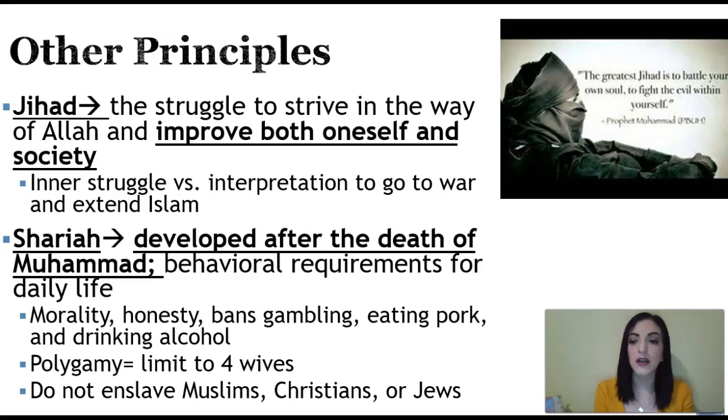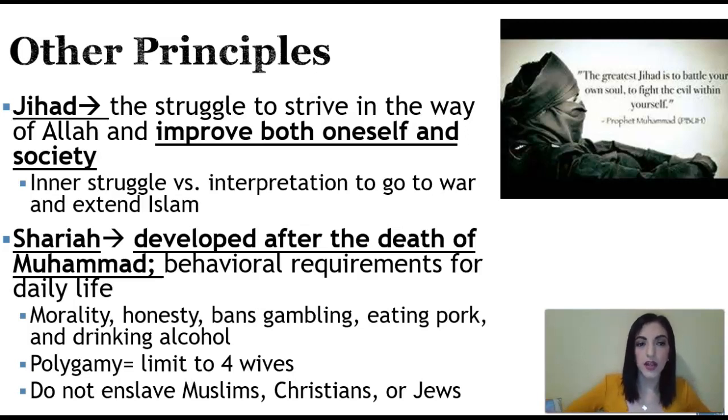Some other principles that tend to usually be controversial in terms of Islam. Number 1 is the jihad. You guys may have heard this term regarding Islamic extremists. This one is probably the most commonly misconceived version of the definition of what a jihad is. So there is a jihad that refers to a war or a holy war. But the most common definition in Islam is actually supposed to be the internal struggle.